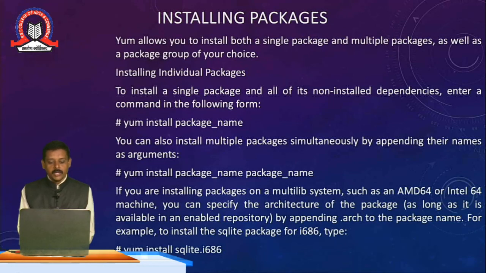Then we can install a multi-library system such as on an AMD64 or Intel 64 machine. They need some files or architecture files. For that, for example, we are installing SQLite into the system. That architecture file will be installed directly by using yum install followed by the particular package, that is sqlite.i686. This will be the package we use to install a complete multi-library system into our software.